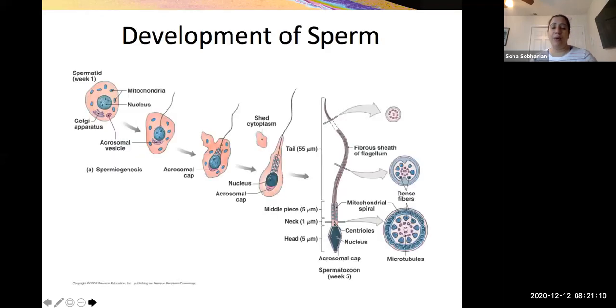Here is showing you the whole idea of the development of the sperm. You start with basically a regular blob cell, and then as you move on, you can see the development of the sperm, whose most important characteristic would be the development of the tail.